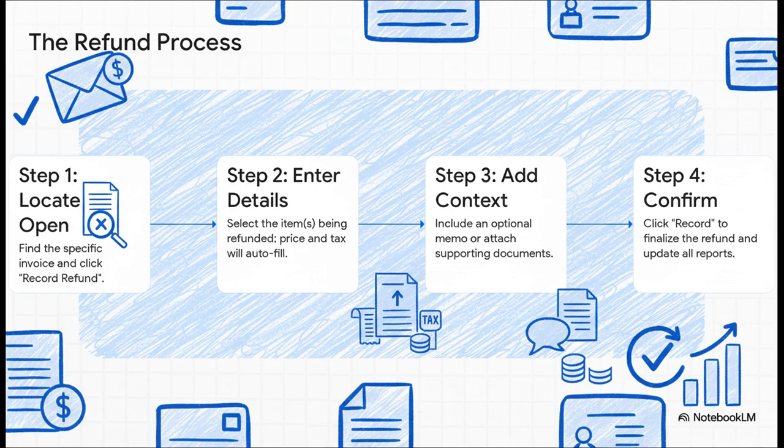First, you just find the original invoice and click Record Refund. Second, you select which items are being returned, and the price and tax will fill in for you automatically. Third, you can add a quick memo if you need to add some context. And finally, you just hit Record. That's it. The refund is processed and all of your reports are updated instantly. It's clean, it's fast, and it keeps you looking professional.